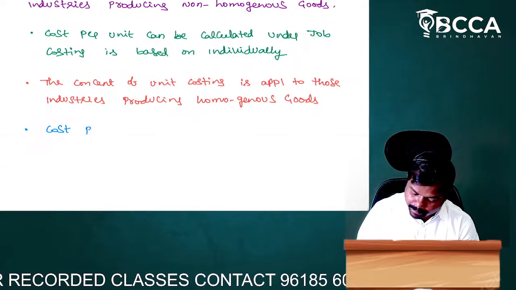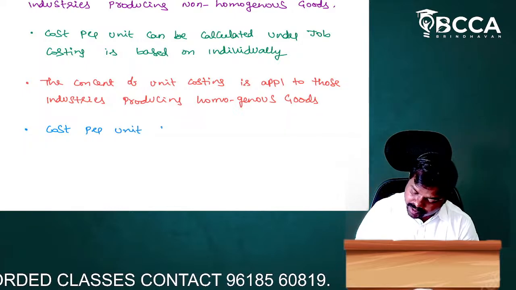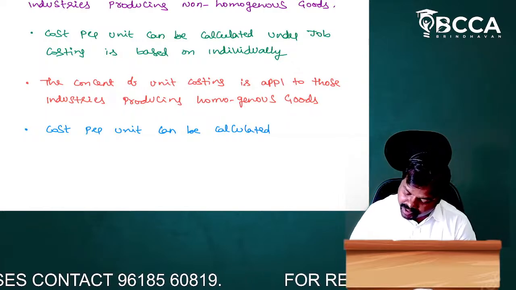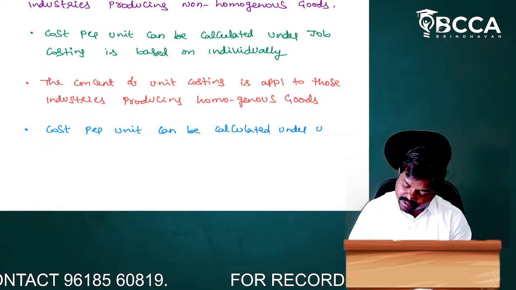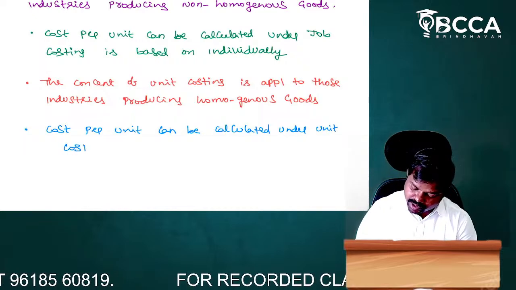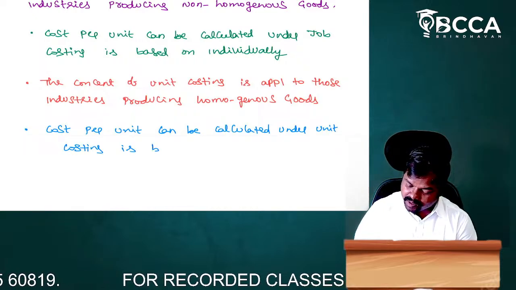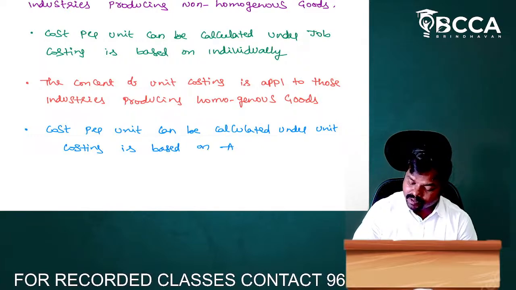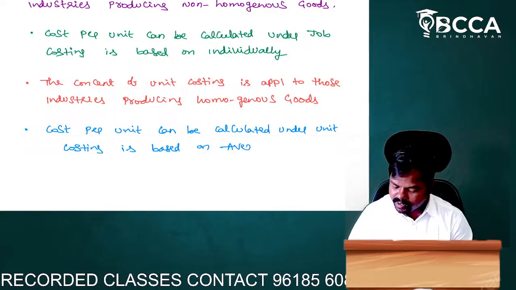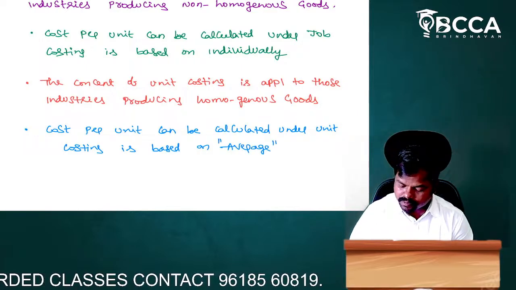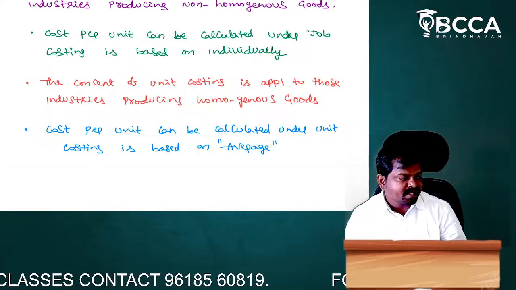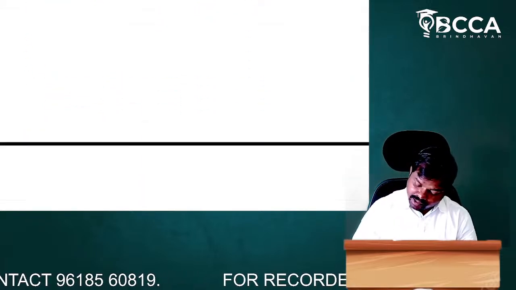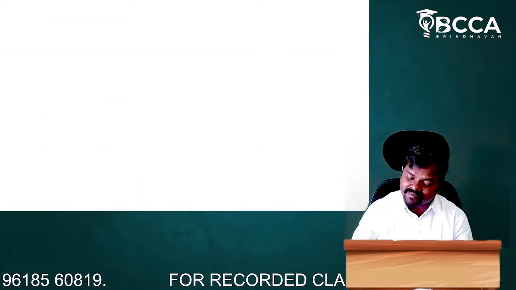Next, cost per unit calculated under unit costing is based on average. Is it clear? Till now the discussion is clear, my dear friend? Yes. Till now we completed cost classifications.